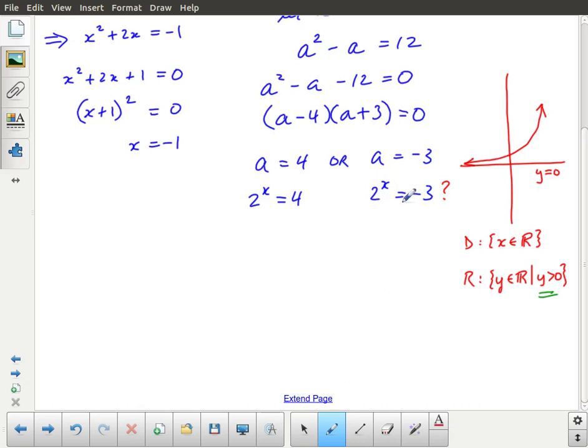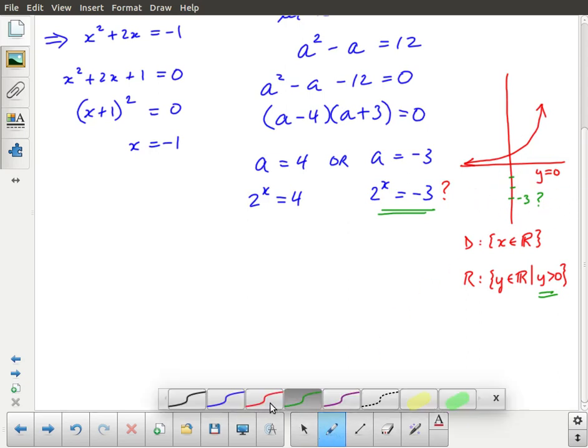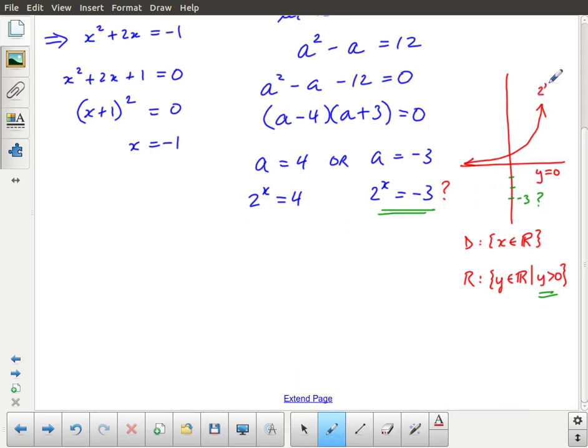And there is the source of my concern, y greater than 0. But this one is basically saying I want 2 to the x to be a negative number, which would be somewhere negative 1, negative 2, negative 3. Well, does 2 to the x ever come down here? And the answer is no, it does not. This is the graph of 2 to the x. No, it doesn't. So this is an inadmissible solution.